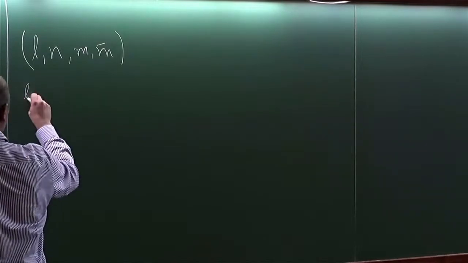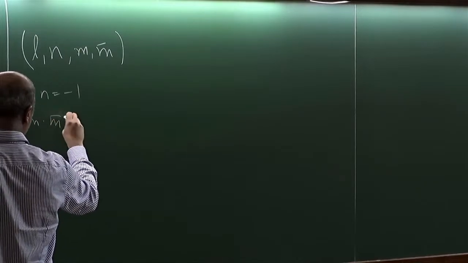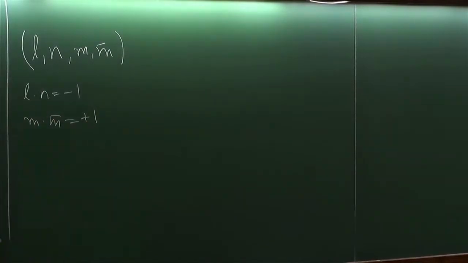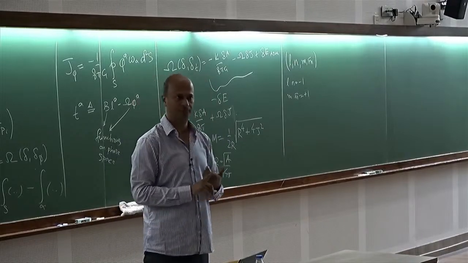Now the condition on this L, N, M, and M bar is that L dot N should be -1, M dot M bar should be +1, and all other inner products should vanish. So L dot M bar, N dot M bar, all of these should be 0.